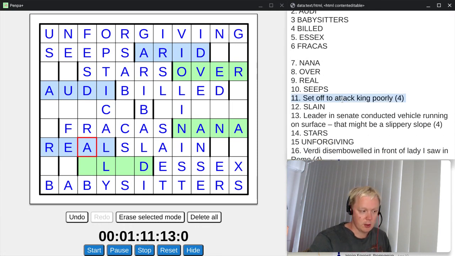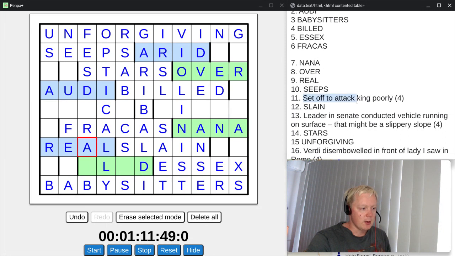So this one definitely starts with an S, because it goes between sheep and slain alphabetically. So this one is set off to attack king poorly. Now king again, when it's not going to be King Lear again, it's going to be something else. And king has two very common ways it can be abbreviated in cryptics. It's R for the Latin rex, and K from chess notation, K for king, the chess piece king.